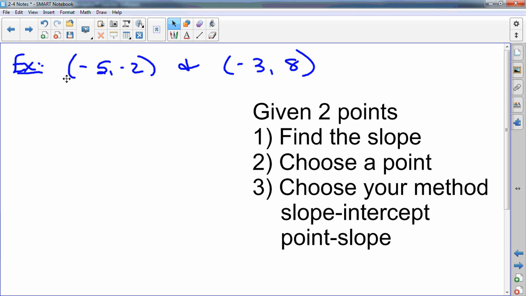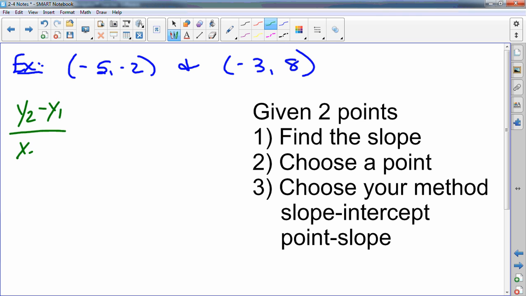Like x2 minus x1 over y2. You're close. Flip it. y2 minus y1. Remember doing a whole day on this? We spent a whole day on finding slope given two points: y2 minus y1 over x2 minus x1. So, given that, go ahead and label your points x1, y1, x2, y2, and find your slope.